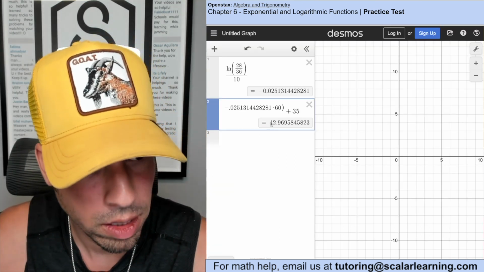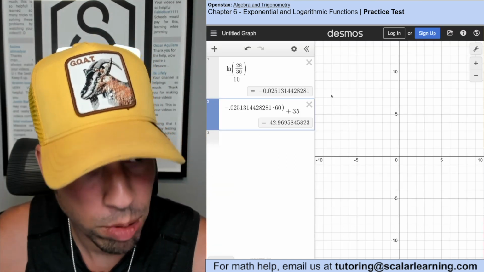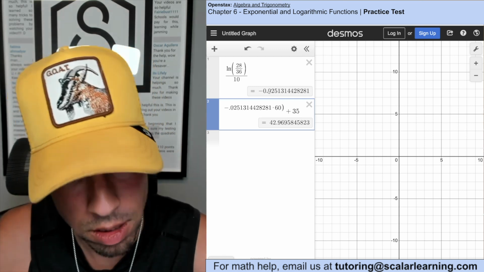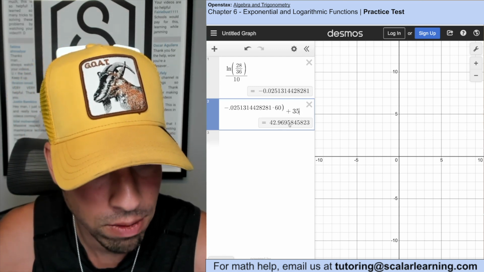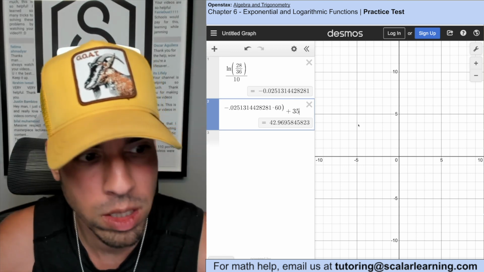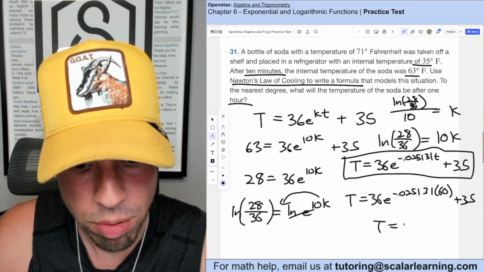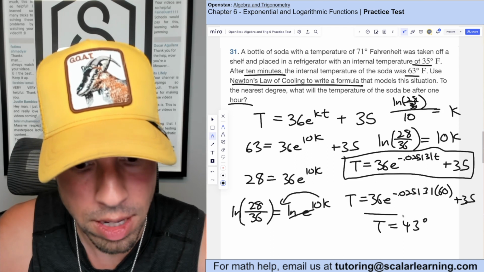So when we plug everything in, and I didn't round here, right? I just kind of put the whole thing in unrounded, or at least the amount of digits shown, and we get roughly 42.96958, which will round to the nearest degree to 43. So T equals approximately 43 degrees. That's how you do it.